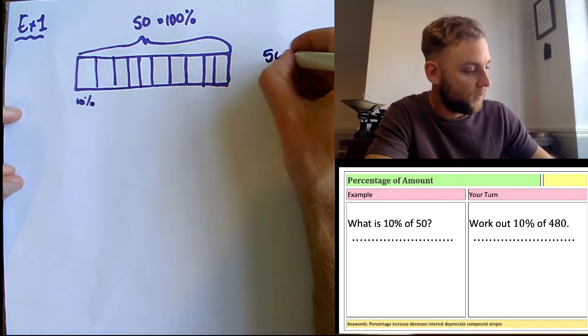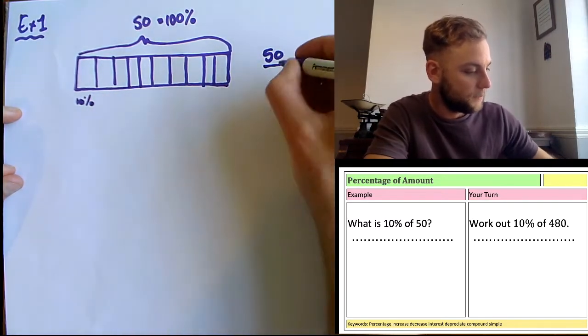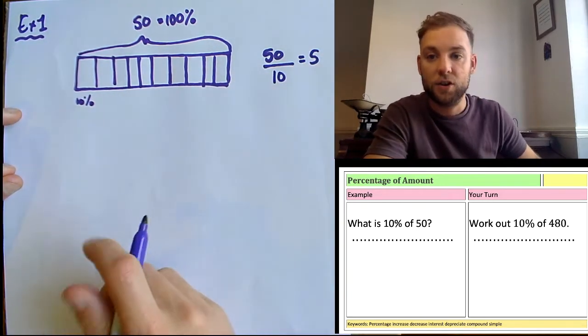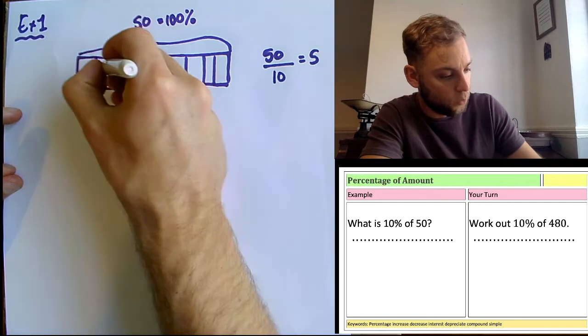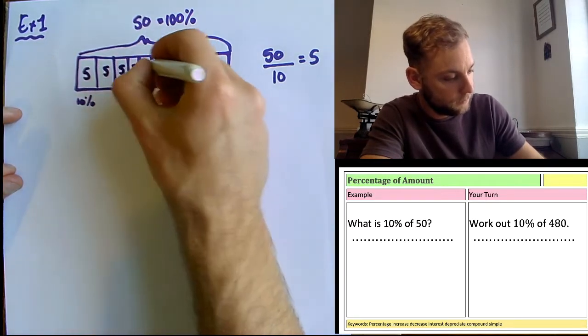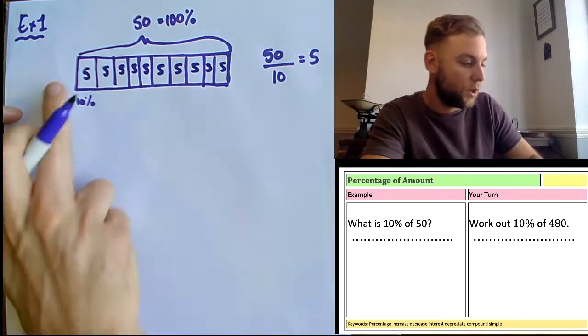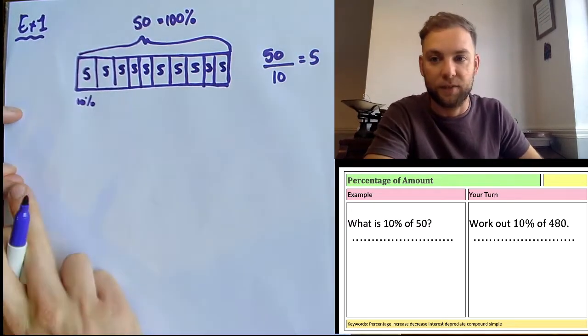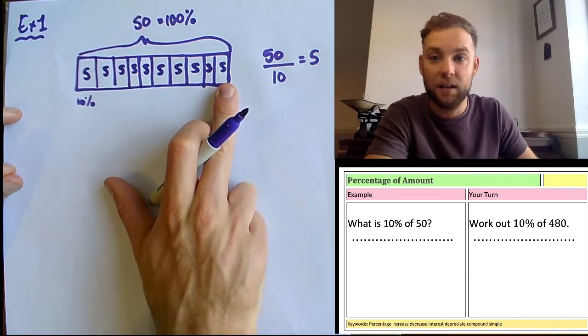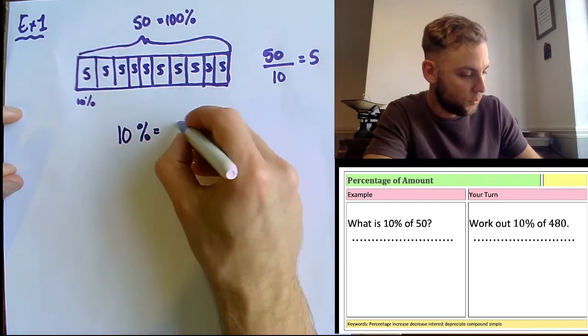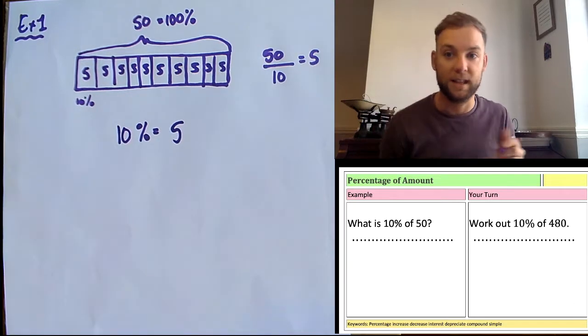So I do 50 divided by 10, which is equal to 5. So I know that each of these are worth 5. I can put all of those in. So we know that the total is equal to 50, 5 times 10, but we only want one of them, so 10% is equal to 5. Super. Brilliant. So that's a starting point.